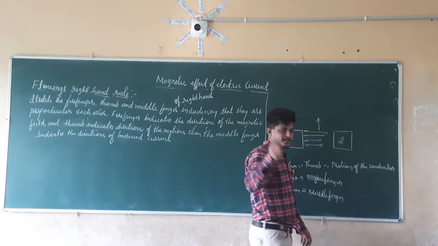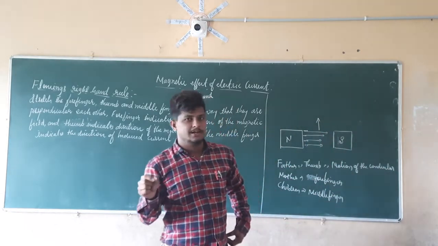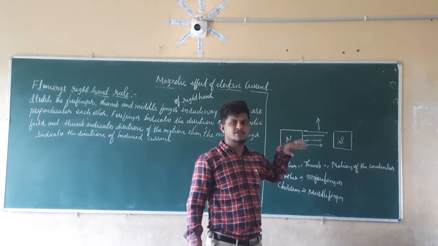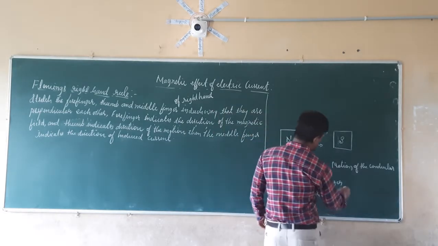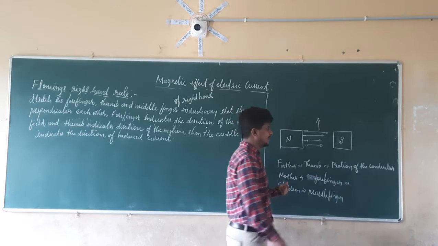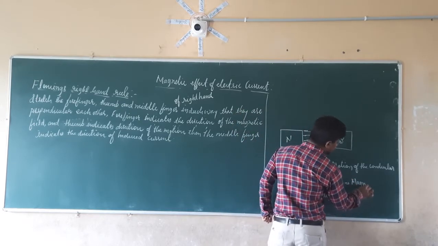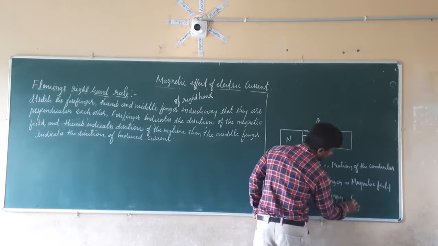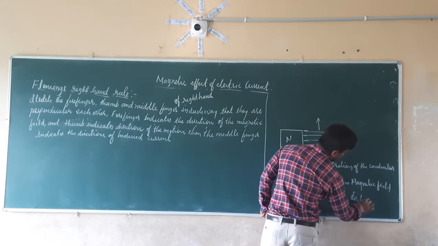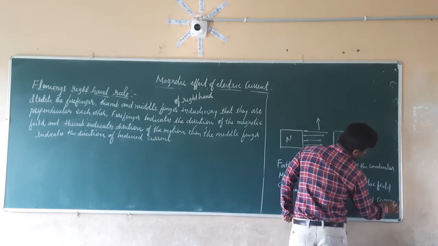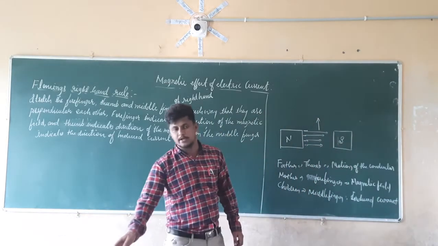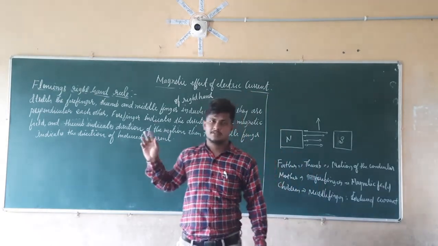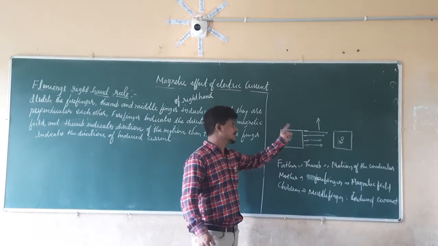In the same manner as used in Fleming's left hand rule, we are going to use that rule in the right hand rule also. Instead of force, we are going to take the motion of the conductor here. So the forefinger is the mother, again the magnetic field. And children is the induced current. So by using that rule, we are going to find out the direction of the current induced.